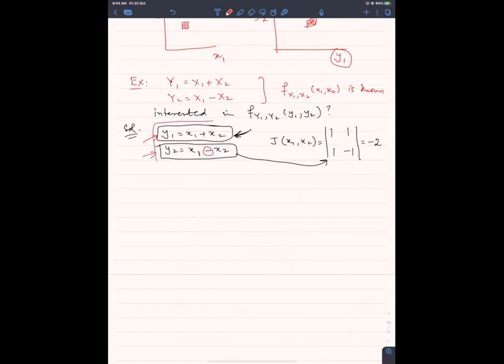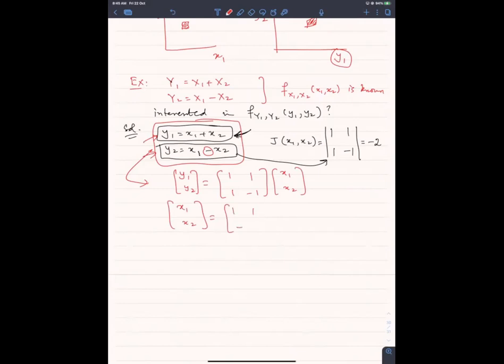Now, I can also find x1 and x2 in terms of y1 and y2. वो आप कैसे भी find कर सकते हैं कि y1 y2 is equal to, this is 1 1 1 minus 1, so x1 x2, इसको आप inverse करें, so x1 x2 is equal to 1 1 1 minus 1, इसका inverse लें और y1 y2, then you will end up getting x1 is equal to y1 plus y2 over 2 and x2 is equal to y1 minus y2 over 2.